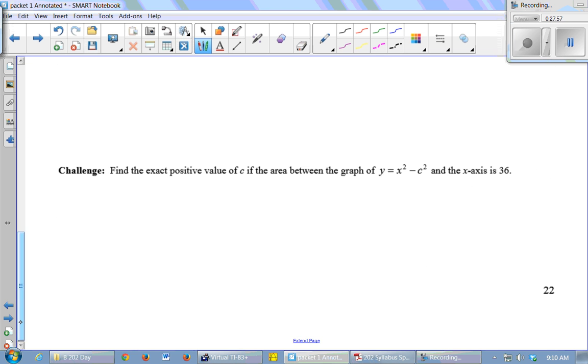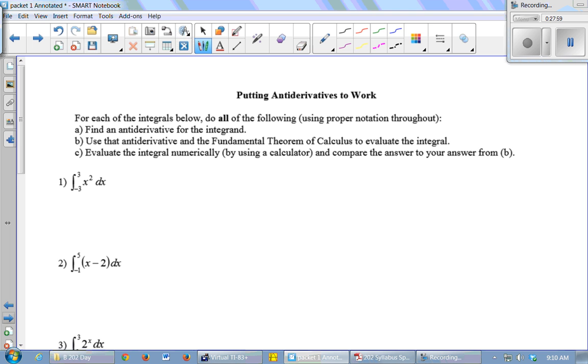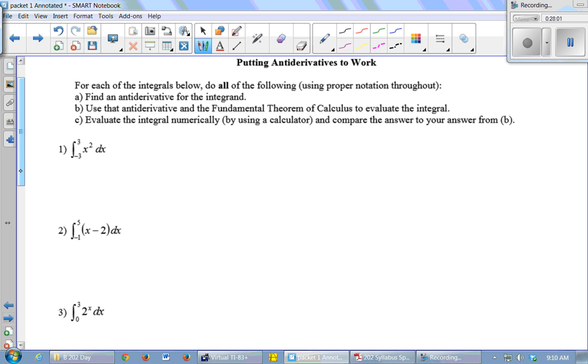skip over the challenges for now. And here's some practice for you. Working with antiderivatives. So for each integral, find an antiderivative of the integrand, then use the antiderivative with the fundamental theorem of calculus to evaluate the integral, the definite integral, and then check numerically using a calculator. And if you finish this, you can go back and look at the challenge problems.